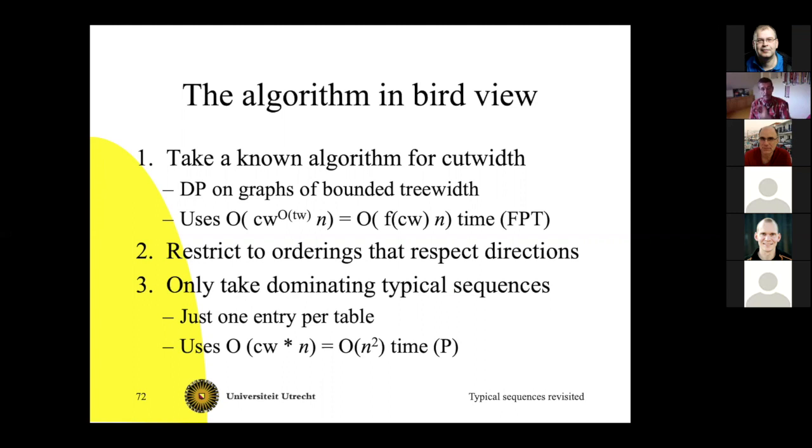But now, in this case, we take one additional modification. We only take the dominating typical sequences. And then if we analyze what happens, there's just one entry per table. So our algorithm is no longer a real dynamic programming algorithm with a whole table of different things. Every table just has one dominating entry. Then the running time to find this next entry is basically order cut width, because the typical sequences are of size order cut width, and then you get an order cut width times n, or n squared, algorithm. So that's a polynomial time algorithm.